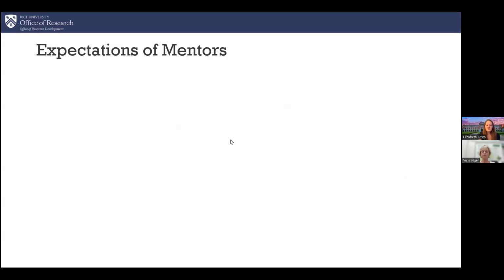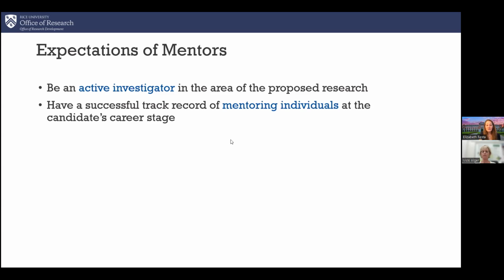So it's a very unique bridge opportunity. In addition to expectations of you, there are also expectations of your mentors, and in particular of your primary mentor. They have to be a strong researcher themselves, but also they have to have a strong record of mentoring individuals at the early career stage. Now, we know these things don't always go together. There's many people who are outstanding researchers who are not necessarily the best mentors, and vice versa. But for the purposes of the K99, you will need to have both.